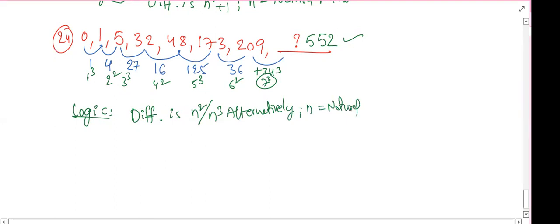So, nothing but 1, 2, 3, 4, 5, 6, 7: consecutive natural numbers only. The numbers are consecutive, but the powers are alternate.